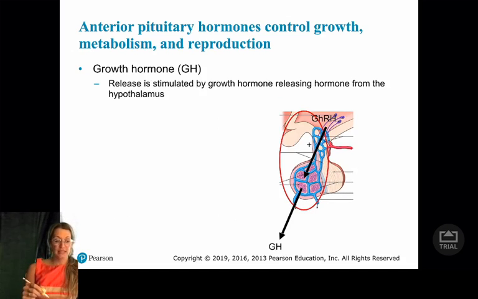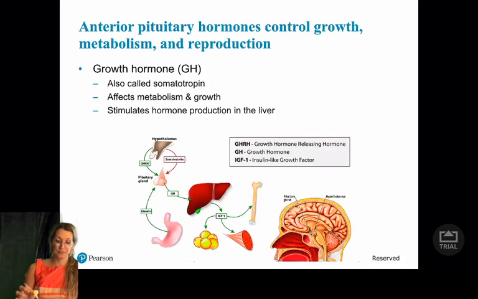Growth hormone release is stimulated by growth hormone releasing hormone. Isn't that easy? Growth hormone releasing hormone stimulates the release of growth hormone. So you'll see that in each of these cases, the hypothalamus is releasing something talking to the anterior pituitary. When it talks to the anterior pituitary, that causes the release of the hormone that the anterior pituitary produces.